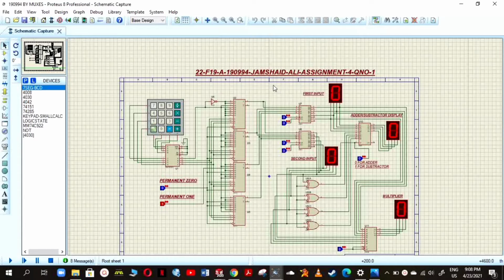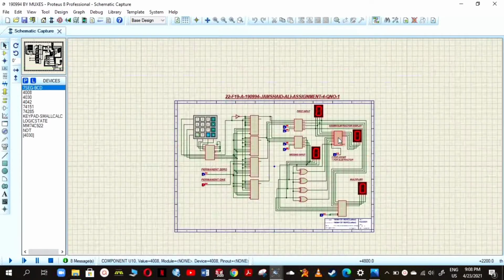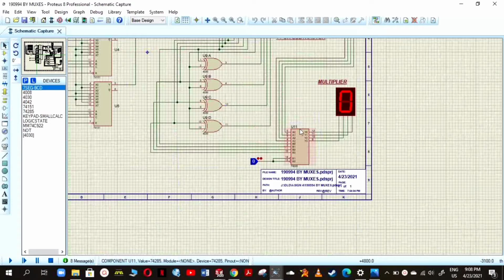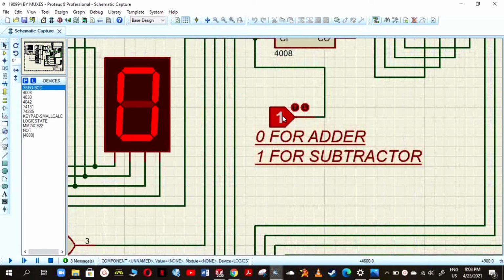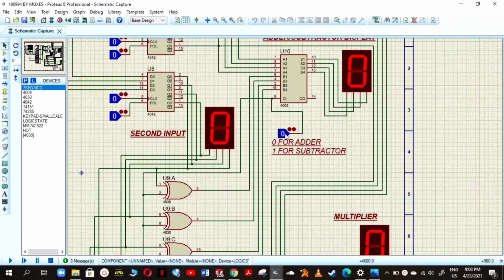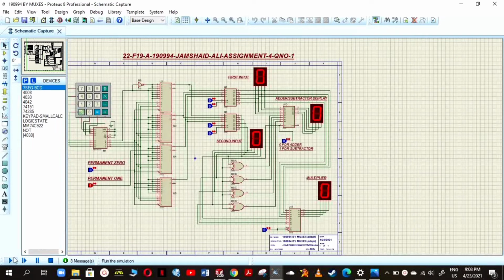I am showing you, and this is our binary adder IC, and this is our multiplication IC. If I apply 1 on it, it becomes a subtractor, and if I apply 0 on it, then it will become an adder. So I'm going to run our circuit.